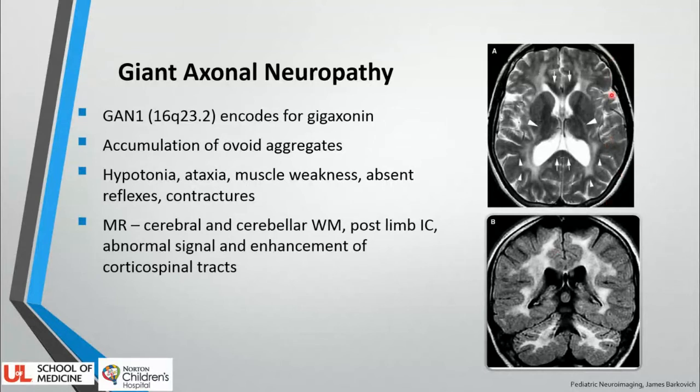T2 image on top demonstrates abnormal bright signal in the white matter. There is selective involvement of the posterior limb of the internal capsule. Coronal FLAIR image here shows abnormal bright signal in the cerebral and cerebellar white matter.